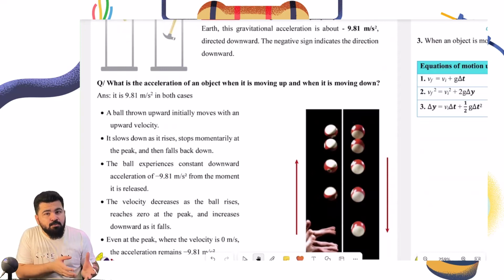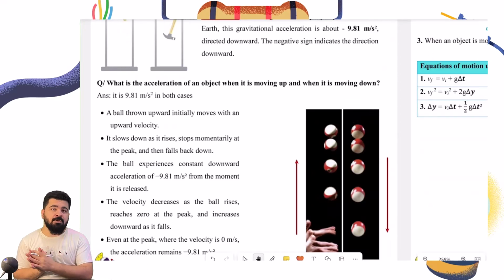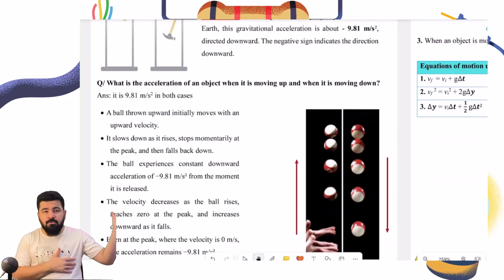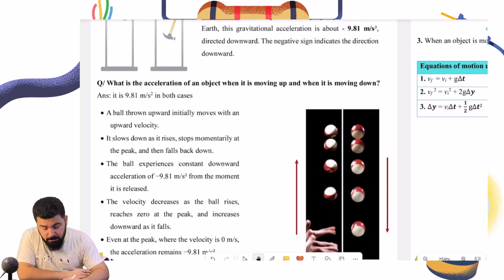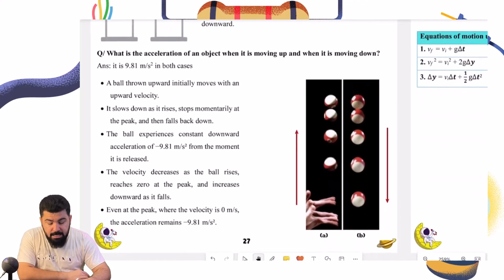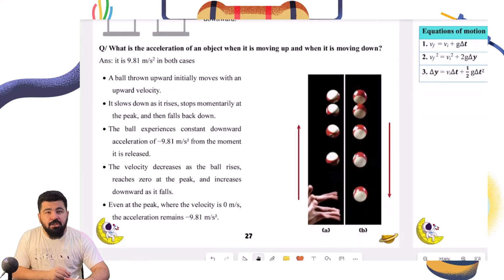If I'm sitting here right now, the impact of gravity on my body is equal to 9.81 meters per second squared. It doesn't change. Whether I go to the next room, or I stay here, or I move, or I am not moving, acceleration does not change. Please keep this in your mind. Now we have a situation here where you let a ball go.